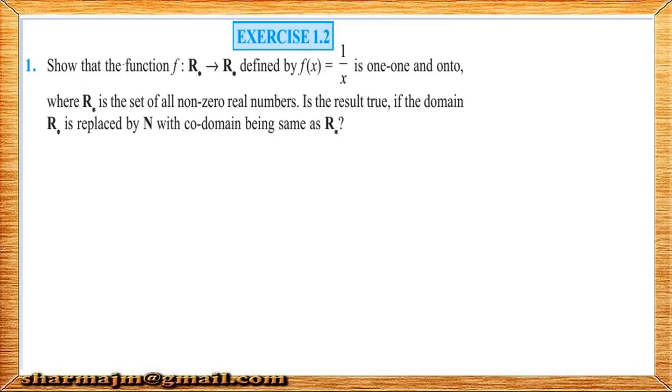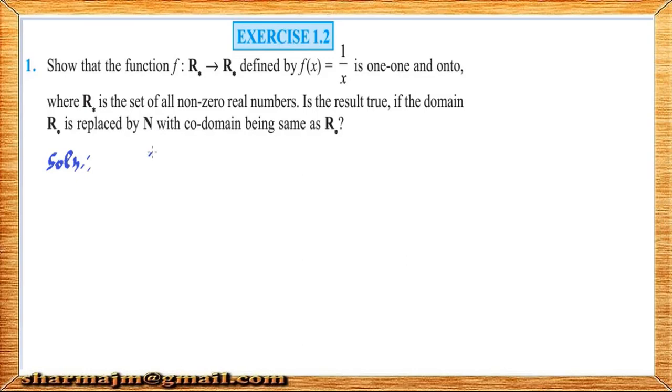Now it is exercise 1.2, question number 1. Solution. Here it is being asked that f is a function from R star to R star defined by f of x is equal to 1 by x is one-one and onto, where R star is the set of all non-zero real numbers. And in the second part he is asking to check this result when the domain is replaced by natural numbers. Okay, so we will do this.